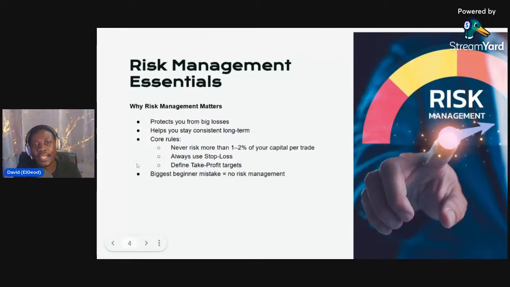So, why does risk management matter? It protects you from big losses and helps you stay consistent long term. The core rule we gave is to not risk more than 1 to 2% of your capital portfolio. What does that mean? Even if you have $50 in your account, like the case I mentioned, 2% will mean 0.02 times 50, which means you're not meant to risk more than $1 per trade.